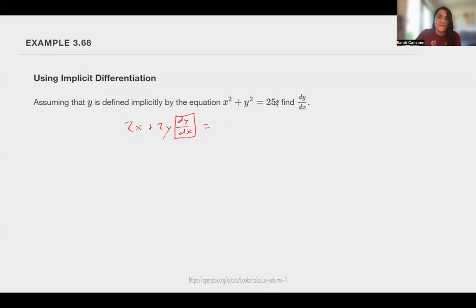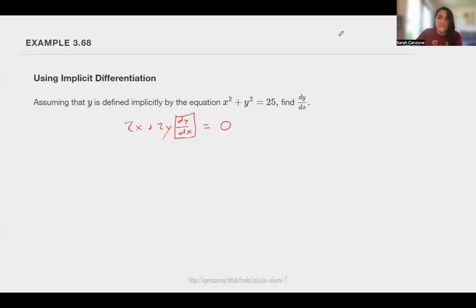Equals. And then a big thing that I notice sometimes is that when we see 25, sometimes we'll just leave 25, but we have to remember to take the derivative of 25, and the derivative of a constant is just 0. All right, so now we've taken the derivative of everything, and we're looking to solve for the derivative.